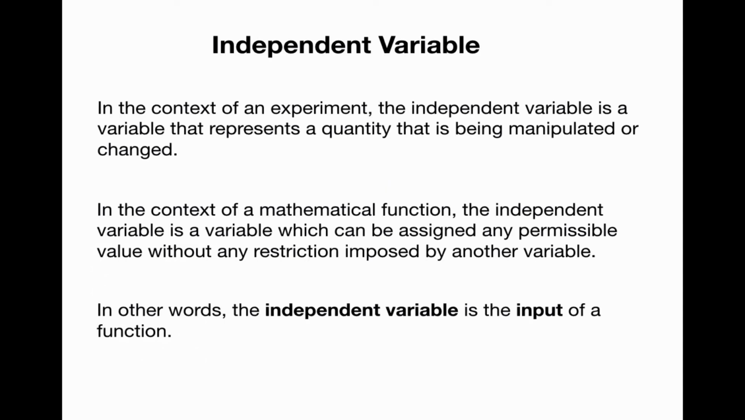All right, independent and dependent variables. So in the context of an experiment, the independent variable is a variable that represents a quantity that is being manipulated or changed. So you might have heard about independent variables in science. And that's a good definition of an independent variable in science. In math, it's related but slightly different.